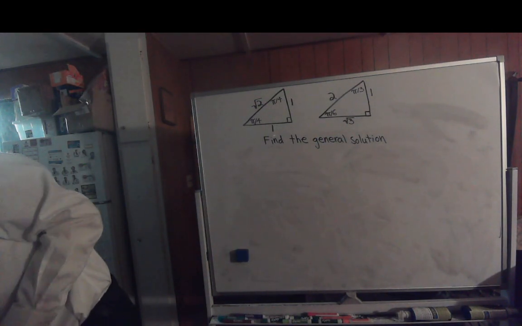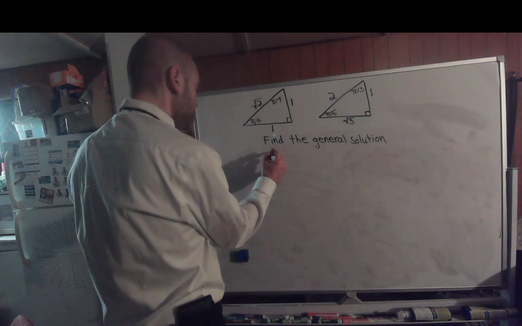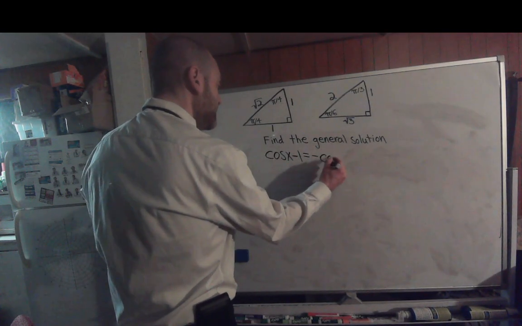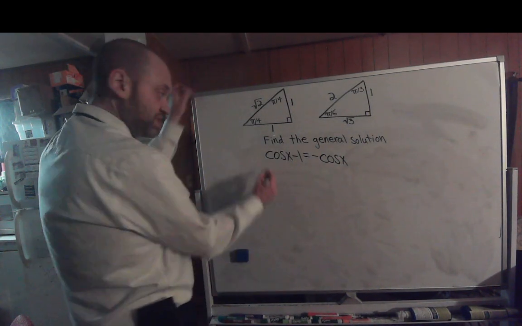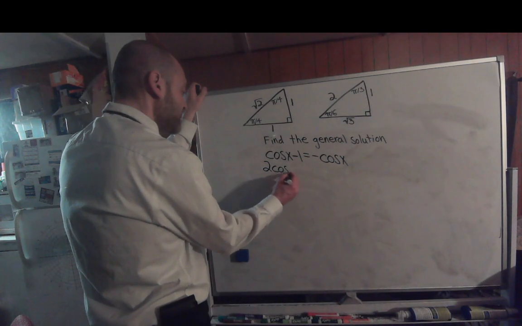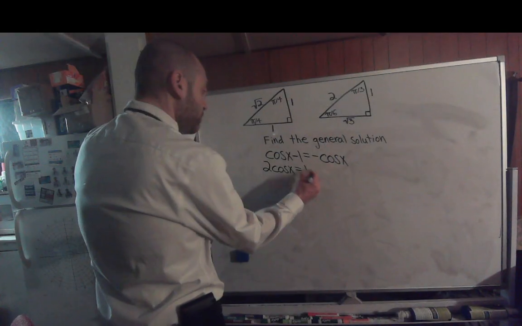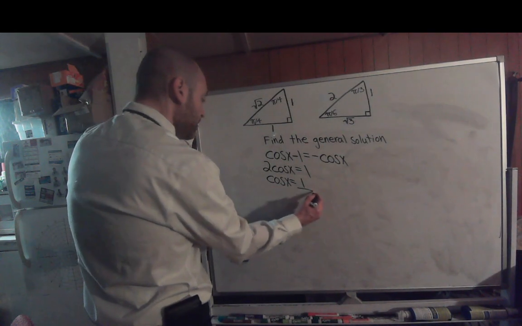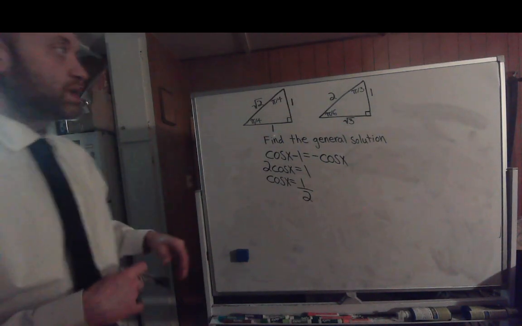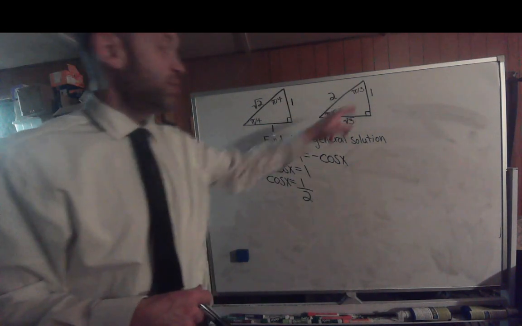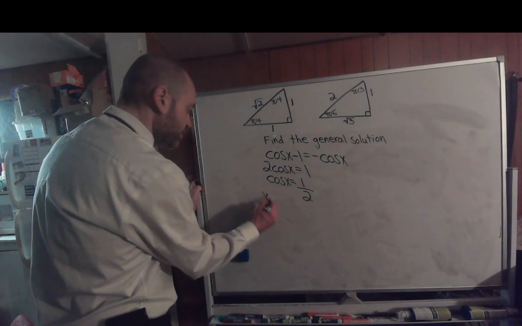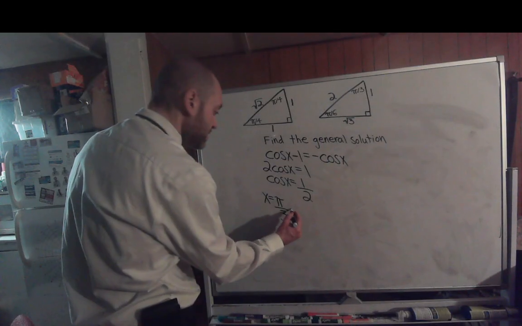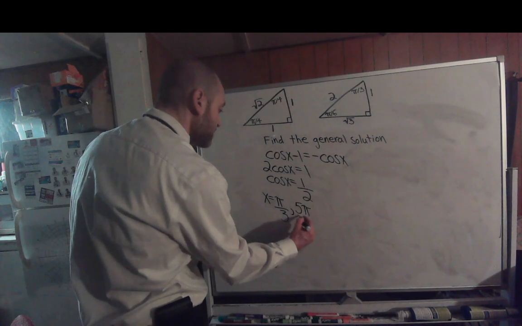All right, 2 more. Cosine of x minus 1 equals negative of the cosine of x. So this would simplify then into 2 times the cosine of x would equal 1. So the cosine of x would equal 1/2. Now, when is the cosine of x going to equal 1/2? Multiples of pi over 3, definitely in the first quadrant, right? It's positive in the first quadrant, but it's also positive again in the fourth quadrant. So you'd have 5 pi over 3.